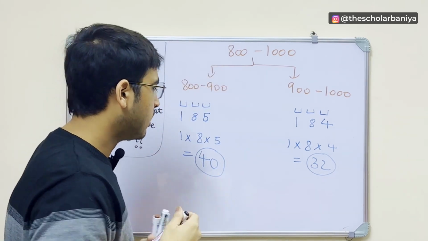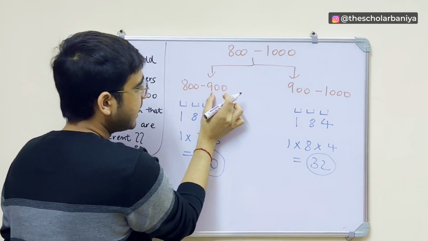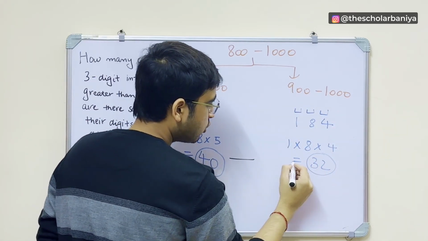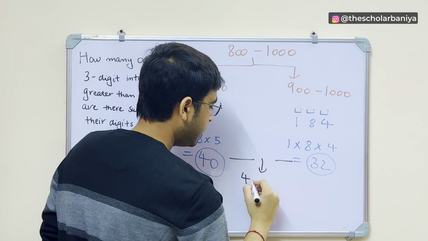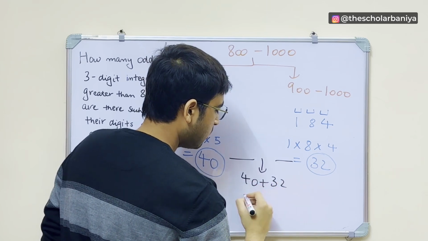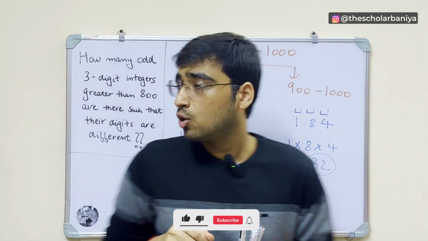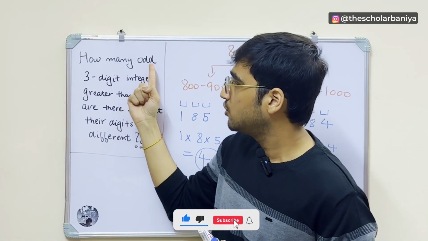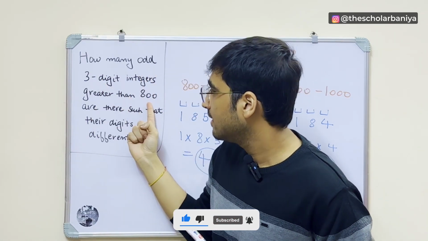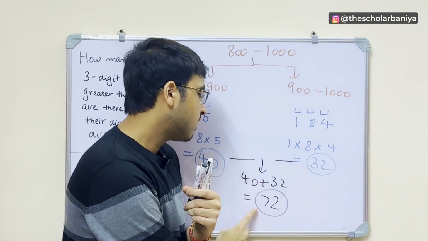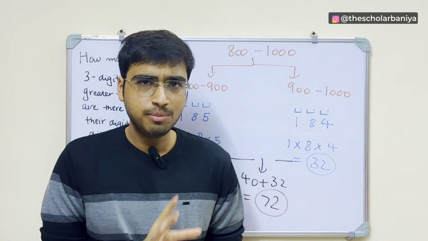Now let's talk about the answer. Between 800 and 900, we have 40 numbers. Between 900 and 1000, we have 32 numbers. So in total, we have 40 plus 32, which is 72 numbers. So there are a total of 72 numbers which are odd, 3-digit, greater than 800, and all the digits are different. So the final answer is 72. I hope this is absolutely clear.